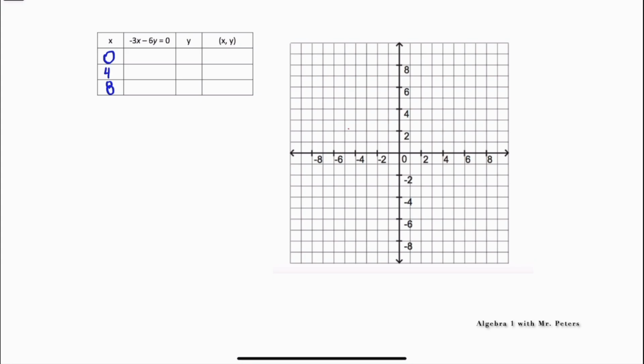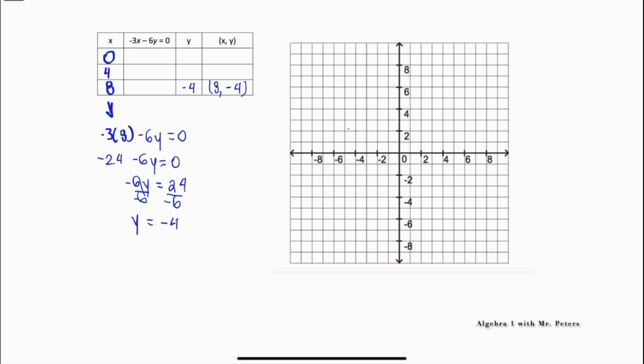So let's say we substitute in 8. So when we substitute 8 in, we have negative 3 times 8 minus 6y is equal to 0. So we get negative 24 minus 6y is equal to 0. Now, when we add 24 on both sides, we have negative 6y is equal to positive 24. Then when we divide, we get y is equal to negative 4. So we know the ordered pair would be 8, negative 4. So when we go ahead and plot that point, it's going to be right here on our graph.